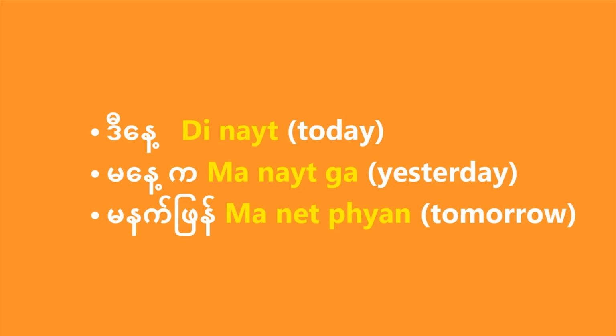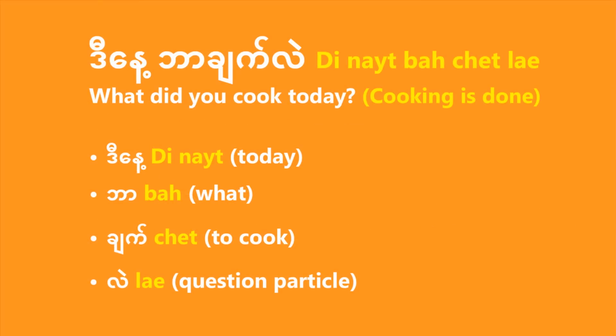Suppose you are with someone who has already made breakfast, lunch, dinner, or whatever the appropriate meal happens to be for that particular time period. This is important, the fact that the meal has already been made. Then you ask, Dine ba le? That means, what did you cook today? I'll repeat, Dine ba le? What did you cook today? That question assumes the meal has already been cooked.